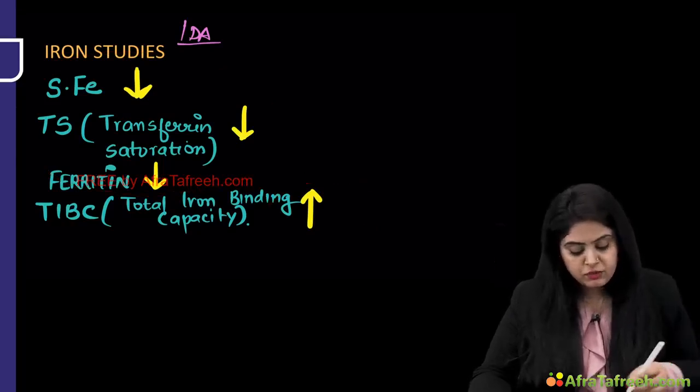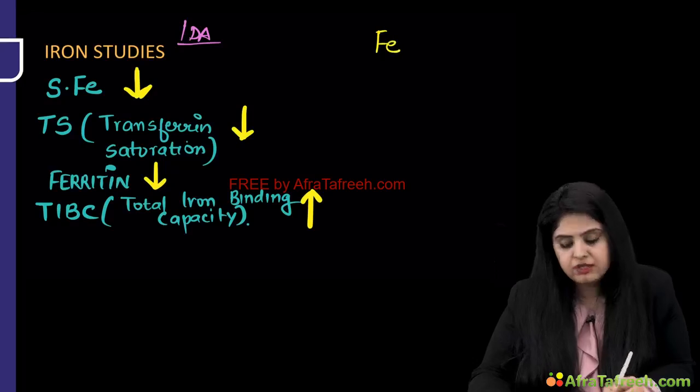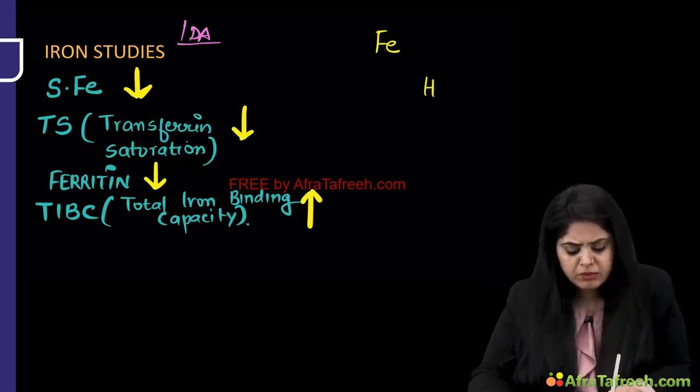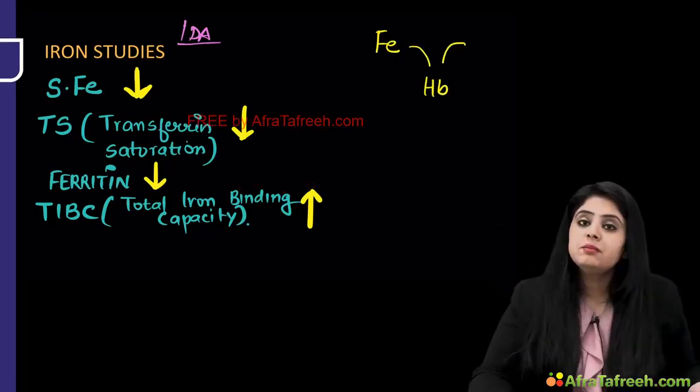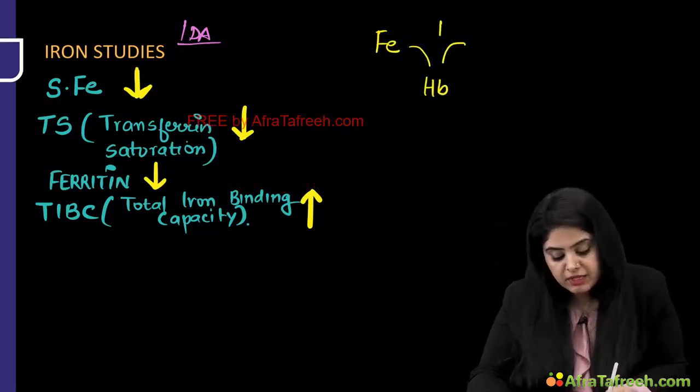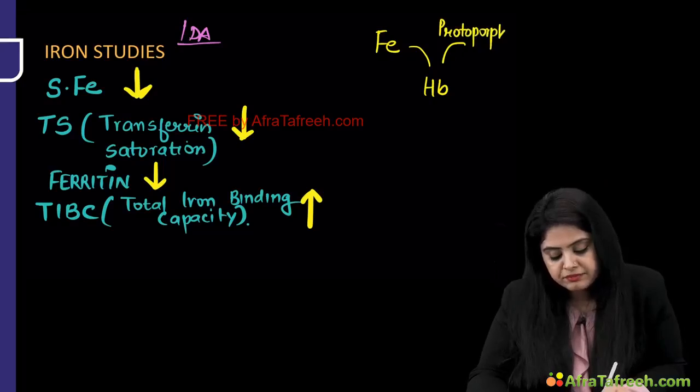Next, if I ask you, why am I always talking about iron? Because you will say, ma'am, I want to make hemoglobin. So simple concept, I need iron. Iron combines with what to make hemoglobin? Taking you into biochemistry. Iron combines with protoporphyrin.